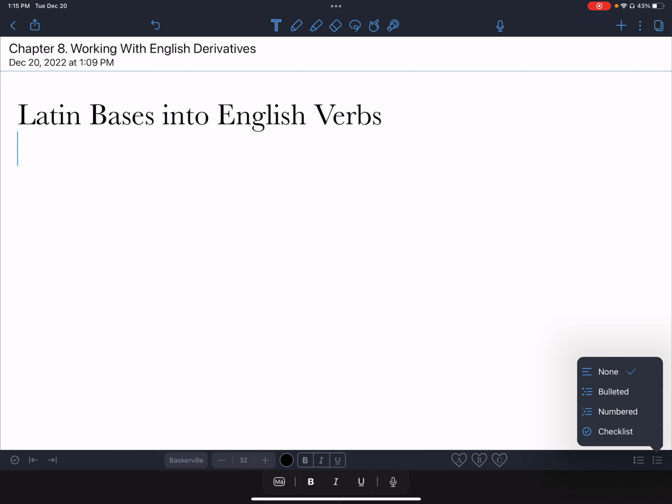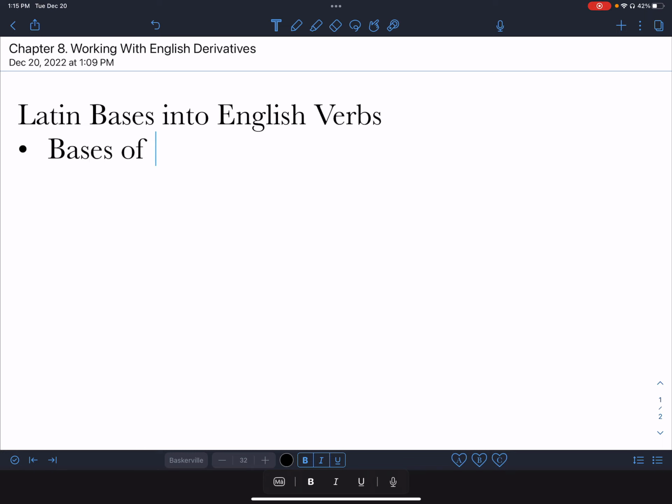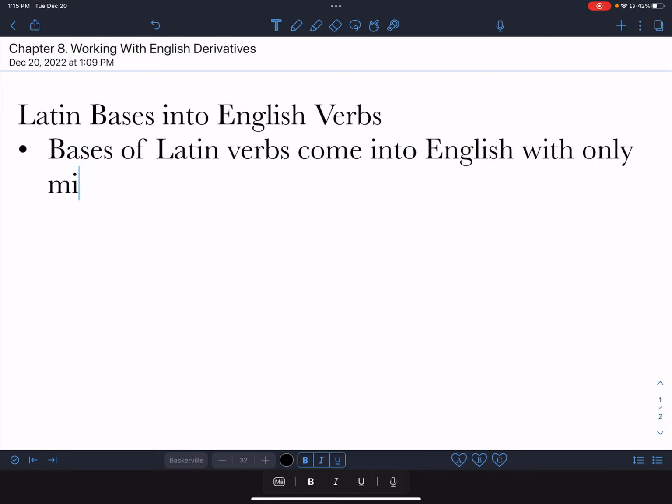All right, so here's the deal. One point is that bases of Latin verbs come into English with only minor changes. What that means is a Latin word is going to eventually be accepted into English, and the word itself is going to only change a little bit. Now, the type of word I'd like to talk about today is the infinitive.